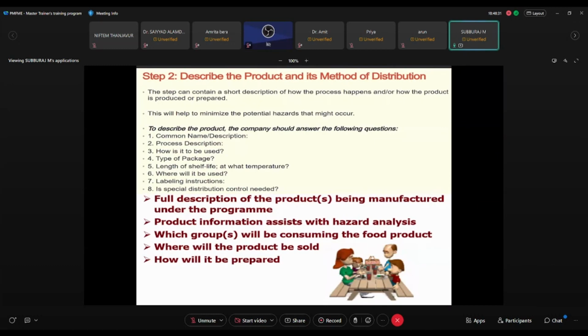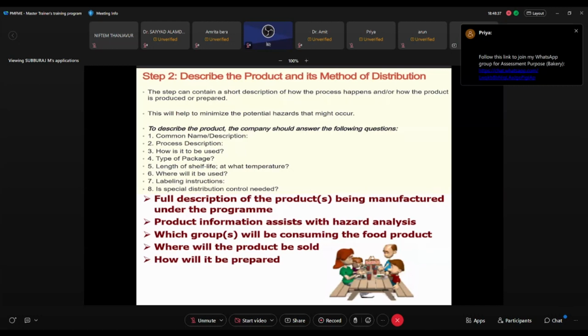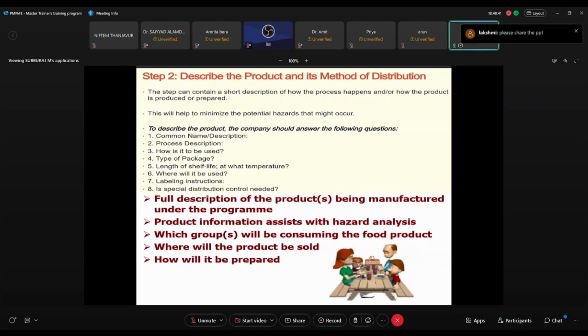So for example, if I am taking the slaughterhouse process category, slaughterhouse, the industries you may change accordingly. Process category means what is the process?